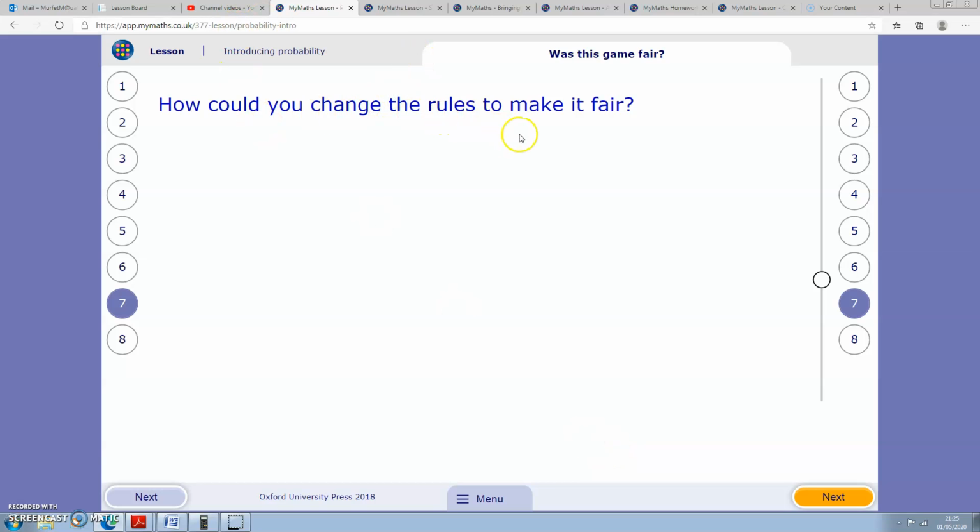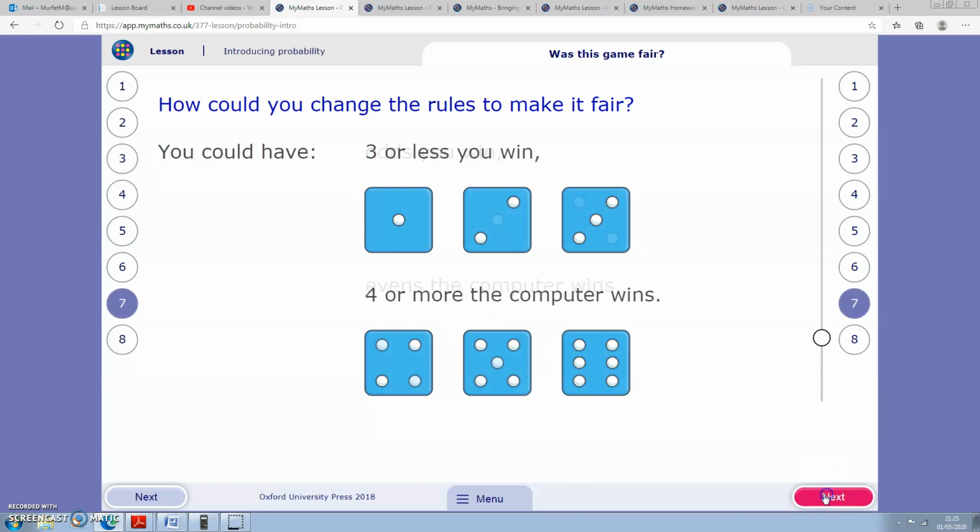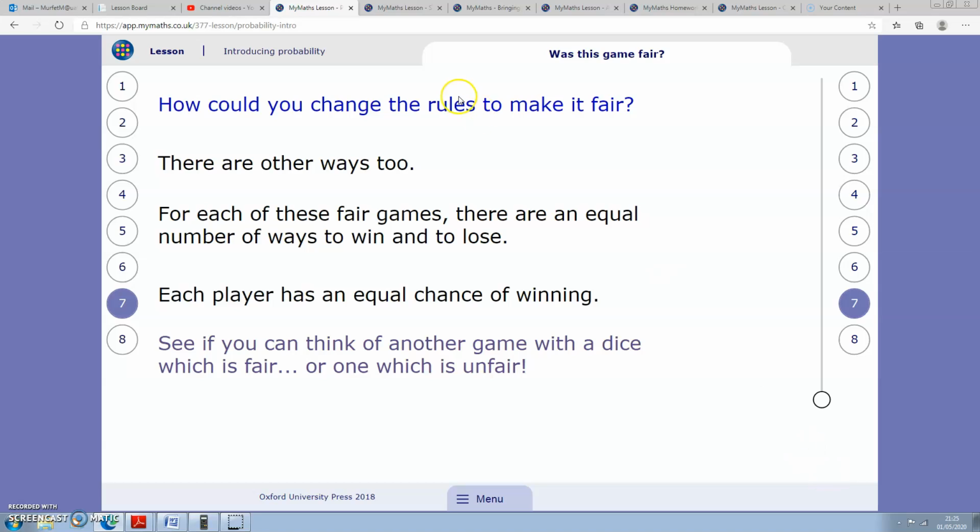How could you change the rules to make it fair? You could say that odds I win, evens the computer wins. It's 3 of each. Or 1 to 3, I win. 4, 5 and 6, the computer wins. So there's many ways you can make it a fair game. Okay. For each of these fair games there is an equal number of ways to win and lose. Each player has an equal chance of winning. See if you can think of another game with the dice which is fair or one that is unfair.